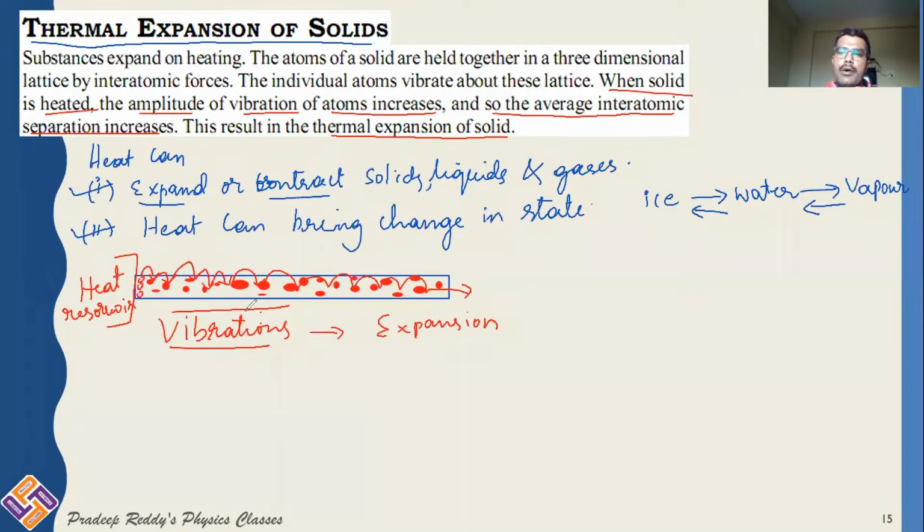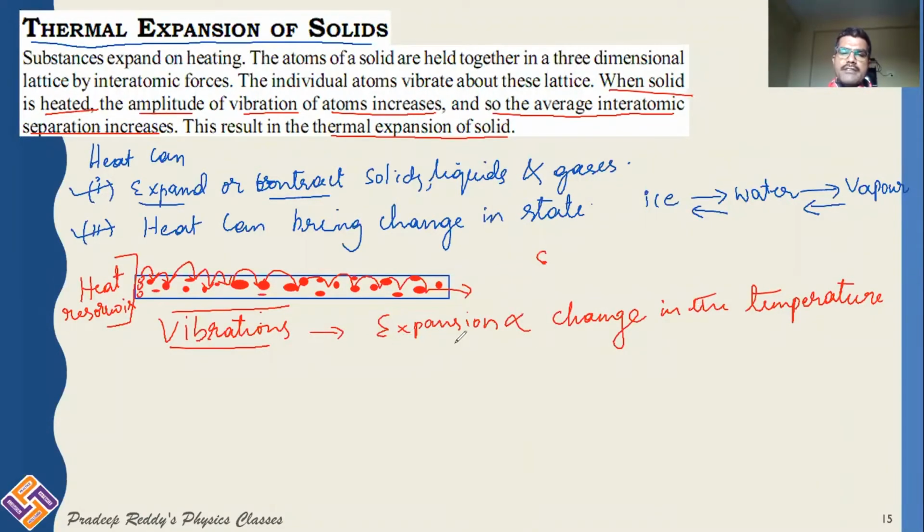And how much heat energy you are providing, that much heat energy is absorbed by the atoms, and those many vibrations will be there. So the frequency of the atomic vibrations depends upon the heat absorbed by the molecules. Therefore, the more heat provided, the more expansion of the solid. So expansion is directly proportional to change in the temperature.